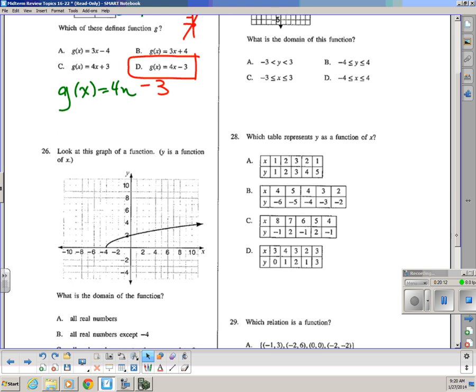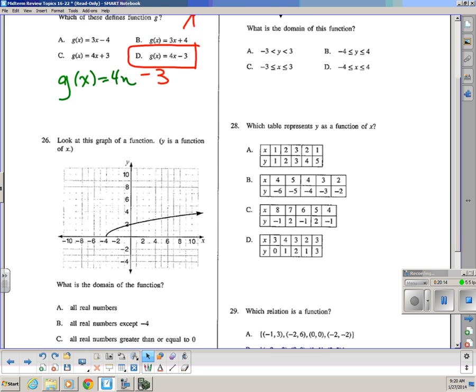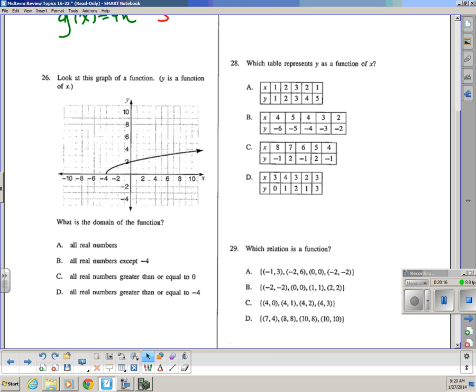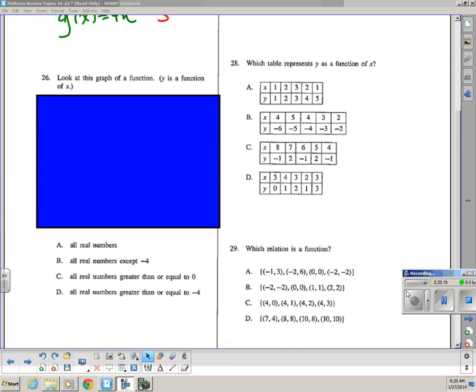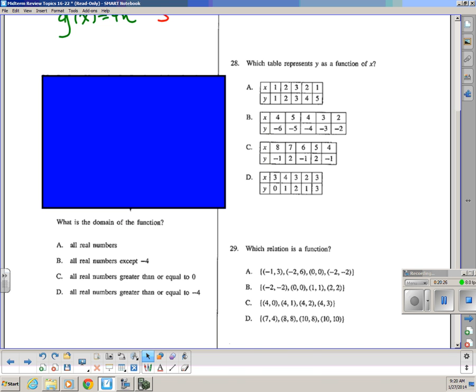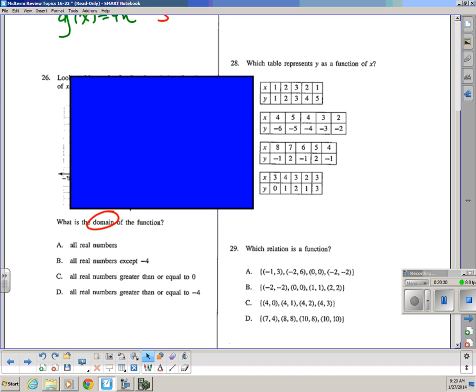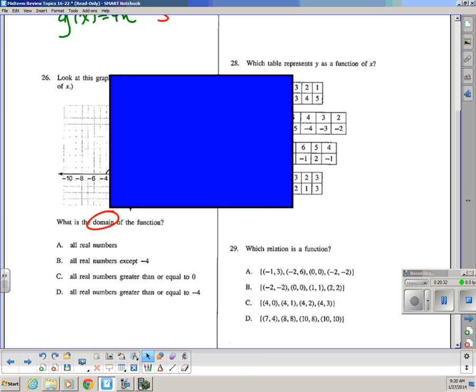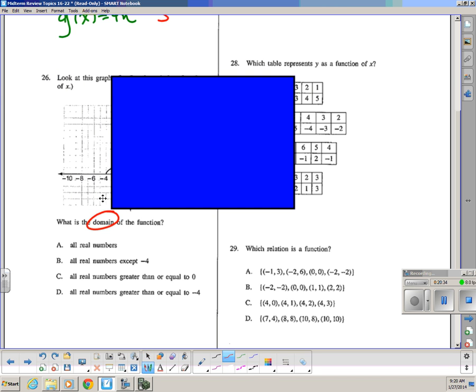Number 26, look at this graph of a function, and they want the domain of the function. Again, I'm going to create kind of an index card. Here's my graph, and I'm looking for the domain. Sorry, I covered up the question. We want the domain, so we're going to move from left to right. I don't see the graph, I don't see the graph, I don't see the graph. Now I start to see the graph.